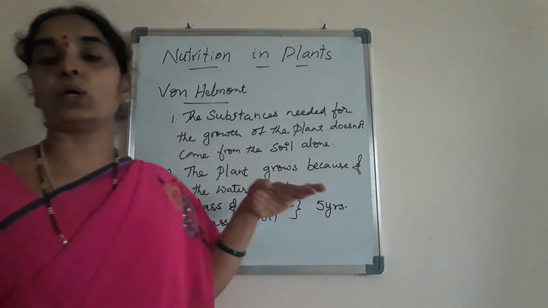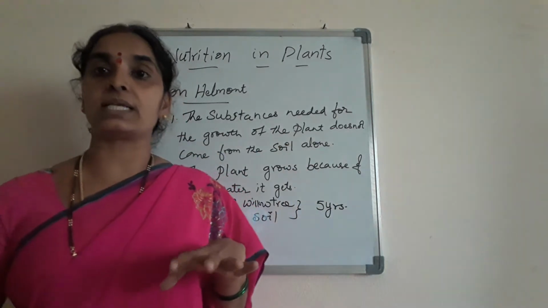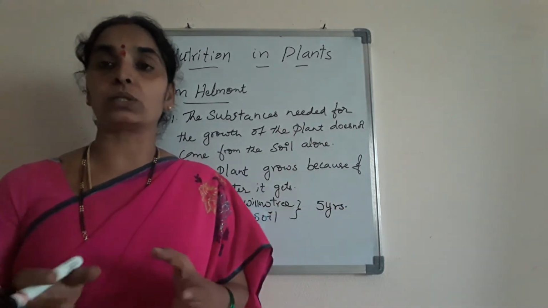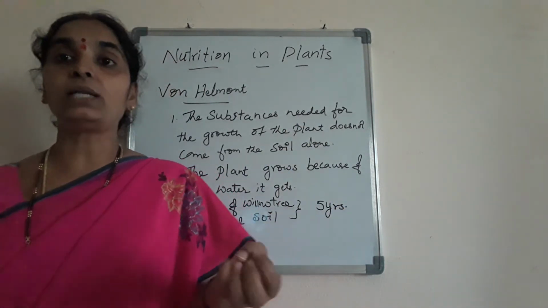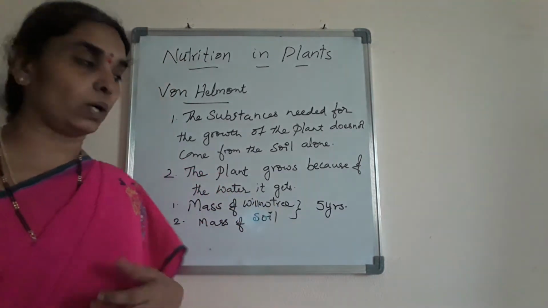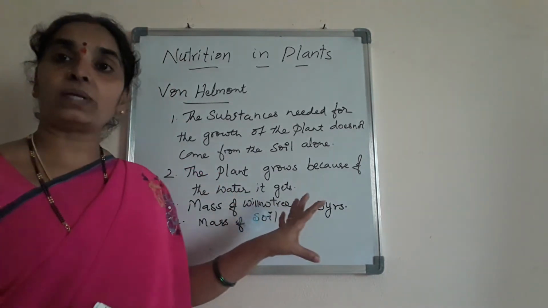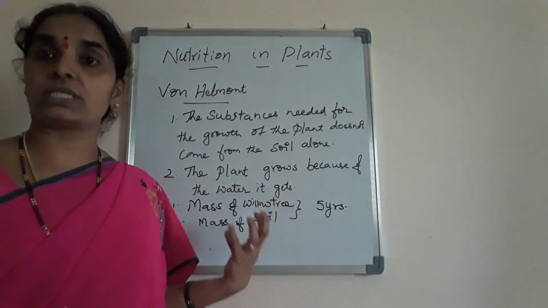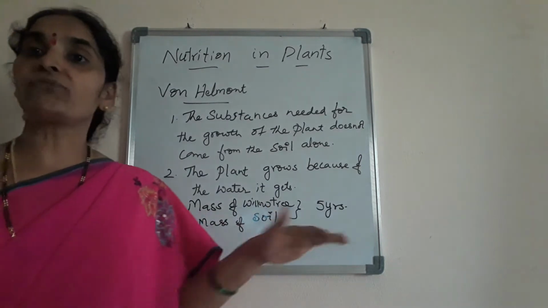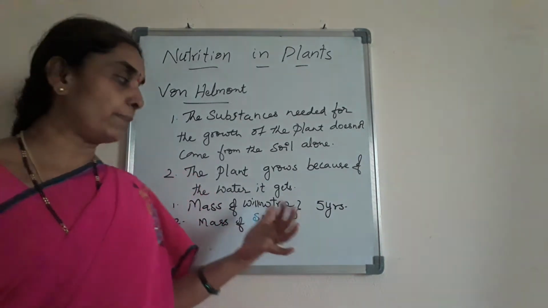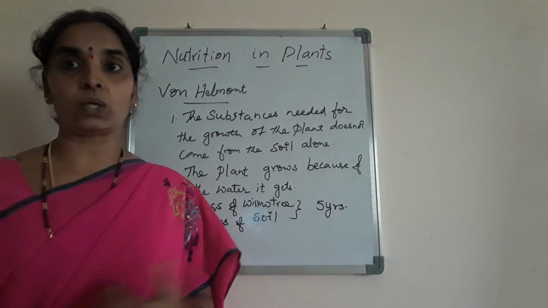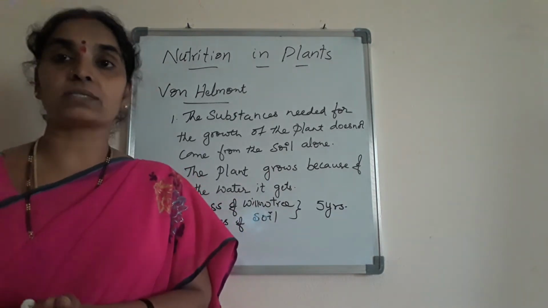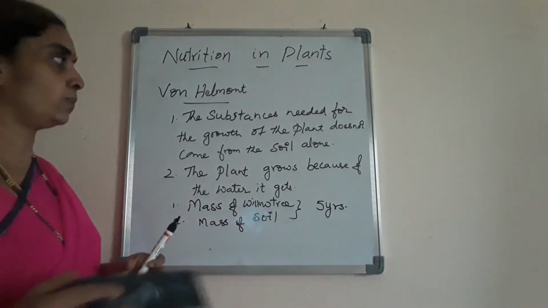He covered the pot with a lid which contained holes and supplied it only with rainwater, so that no other foreign matter or particles could enter and add to the mass of the plant or the soil. So the plant was supplied only with rainwater, which it absorbs through the roots. After 5 years he again took the mass of the willow tree and again the mass of the soil. So he observed that there is a difference in the mass of the tree and the mass of the soil. How is it? We'll see now.